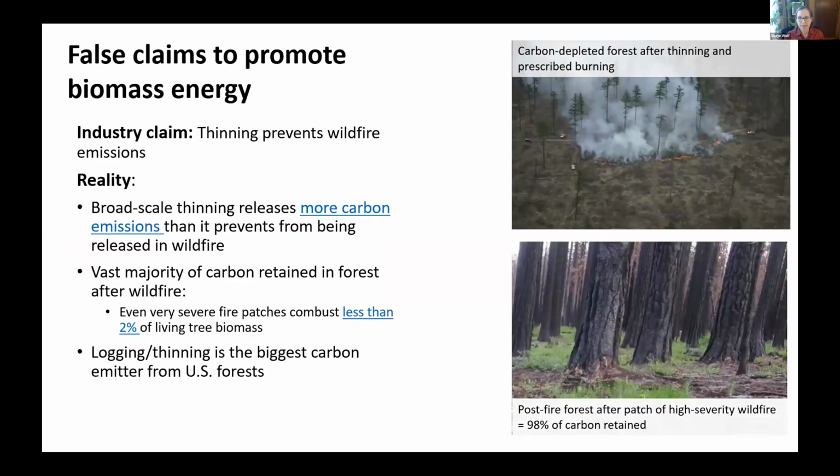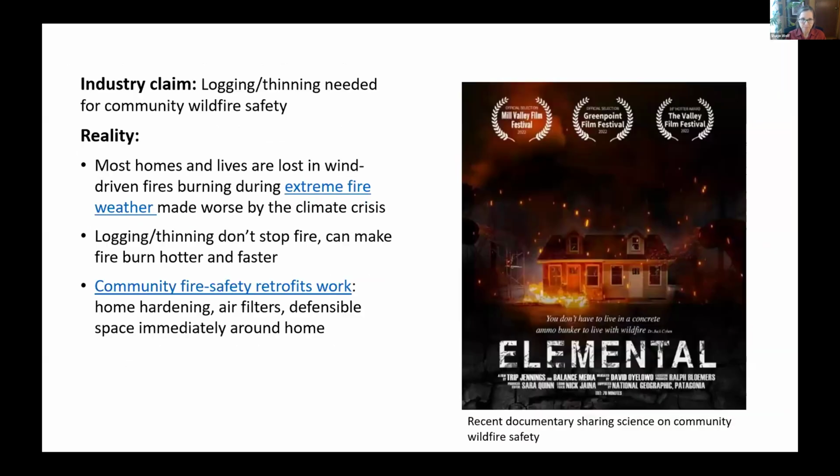Now, the biomass and timber industry will claim, oh, we need to thin forests to prevent wildfire emissions. If we don't thin those trees, they'll burn up. But a robust body of science has found that broad-scale thinning actually releases more carbon emissions than it prevents from being released in wildfire. And other research shows that the vast majority of carbon is retained in the forest after wildfire. And this is even in very severe fire patches. They combust less than 2% of the living biomass. So logging and thinning is the biggest carbon emitter from US forests.